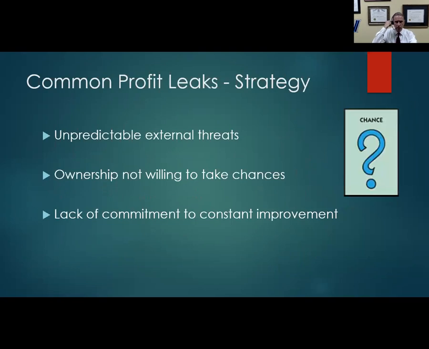Some additional strategy items. Unpredictable external threats. Just picked up the Wall Street Journal and you see this issue of external threats and the embodiment of tariffs. So you have certain industries that are impacted by tariffs that didn't see that coming probably 2 or 3 months ago, but now it's a real issue. So those things could create some profit leaks because you lost some revenue as a result of it. Those things you need to be, as owners, you need to be ready to respond to them the best you can. Ownership not willing to take chances.